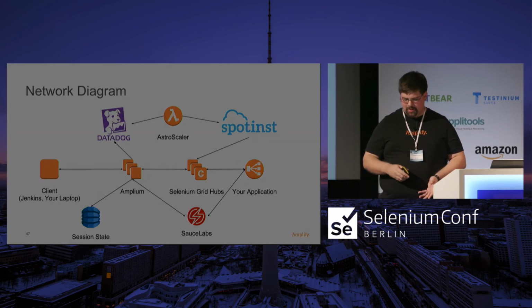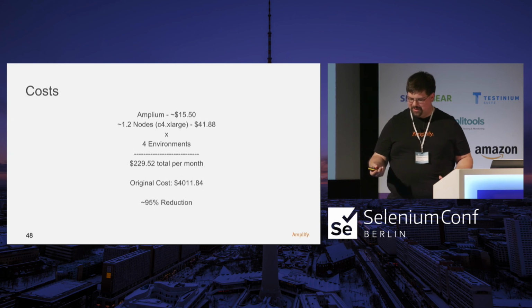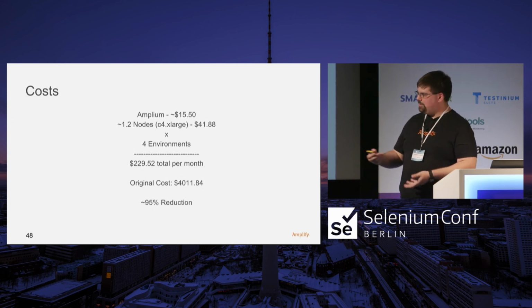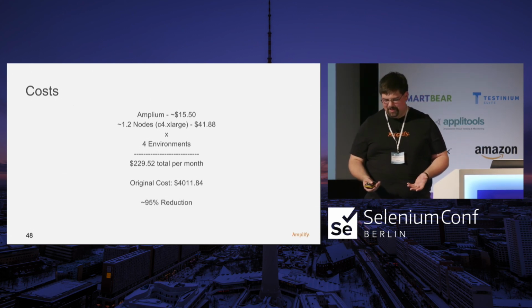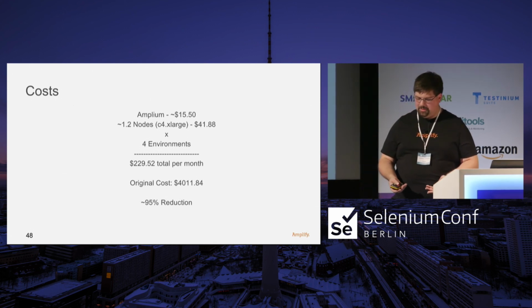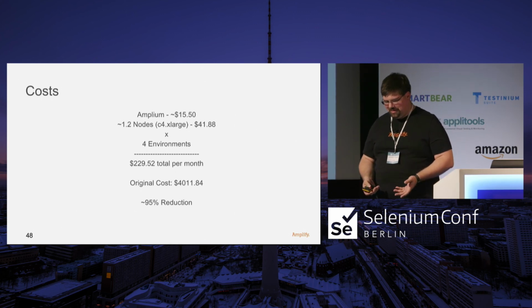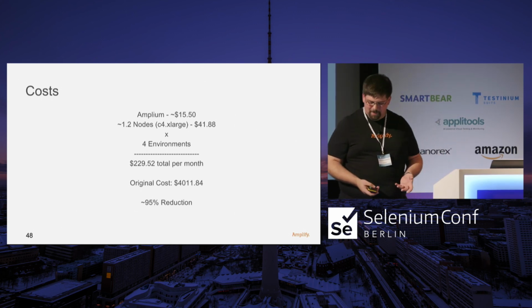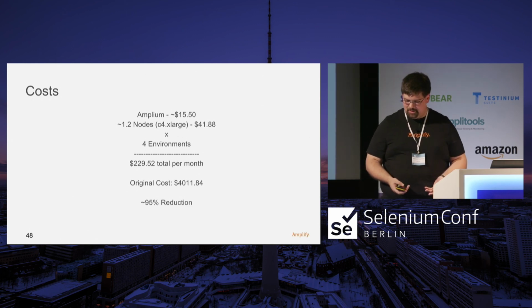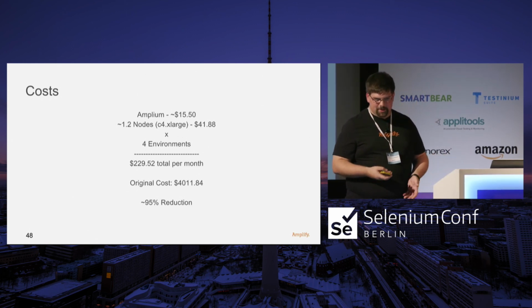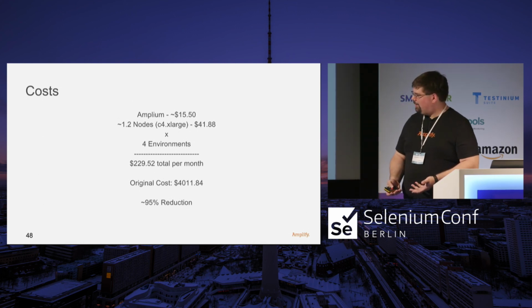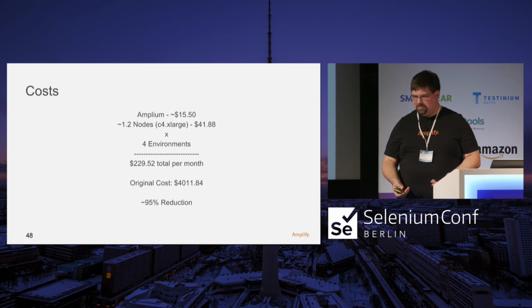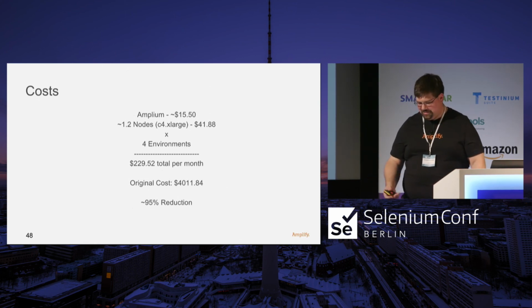That's pretty much it. So let's take a look at what this has done for cost. So now with Amplium, what we're doing is spending about $15 or so a month per environment. Now we still have the 1.2 nodes, so those are back to being the expensive part of the equation, which is sort of where you would expect them to be. And now we're sitting in this situation where across our 4 environments, we're spending about $230, down from our $4,000 a month. About a 95% cost reduction, so we're pretty proud of that. And that's it.